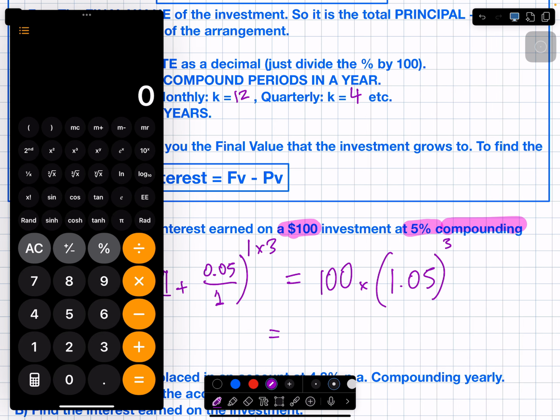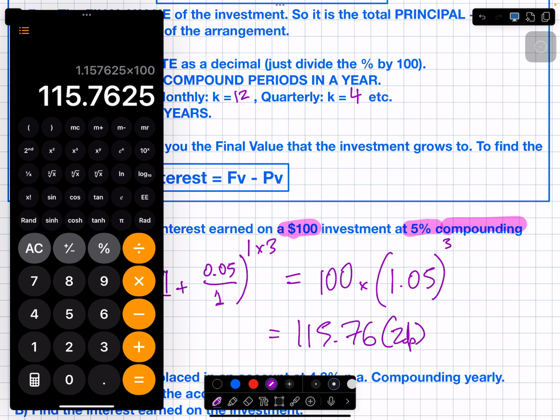I'll move it to the side. 1.05. If you're using an Apple calculator, the power button is this X with a small y on the top right. If you're using the Google calculator, it's a small a with a small b on the top. So to the power of 3, see how it made it small? 1.05 to the power of 3 is a number. Times that by 100, which is on the outside, that tells me $115.76, and I round that to 2 decimal points.